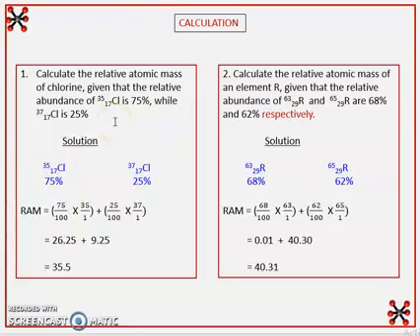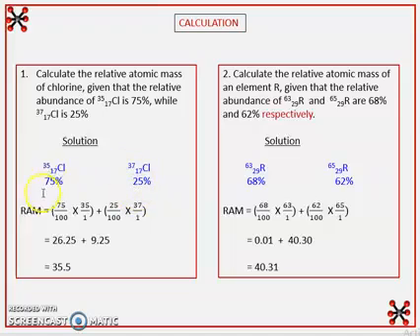These are solved examples that can explain what I mean. Number 1, calculate the relative atomic mass of chlorine, given that the relative abundance of chlorine 35 is 75%, while that of chlorine 37 is 25%. Solution. The first thing you do is write the isotopes. This is chlorine 35, and this is chlorine 37. The abundance of chlorine 35 is 75%, while that of chlorine 37 is 25%.